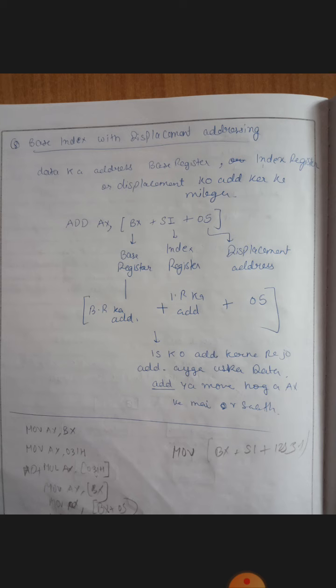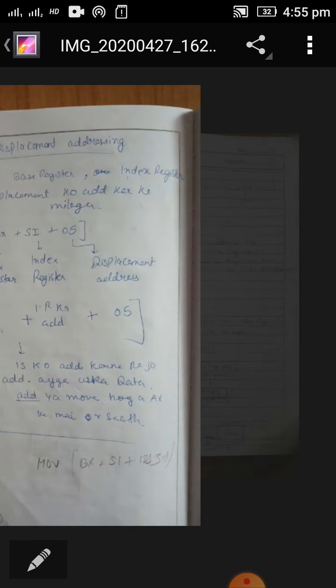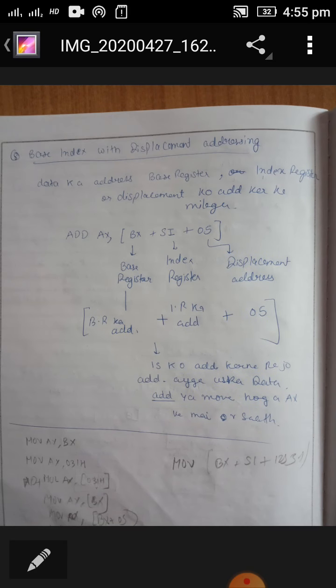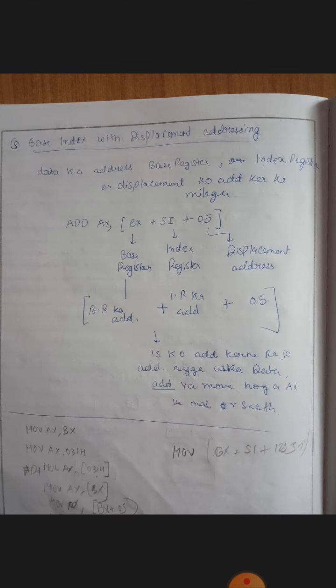Again I want to make it clear that we put brackets here, as in the previous examples. The bracket shows that this is not the data, this is the address which contains the particular data.